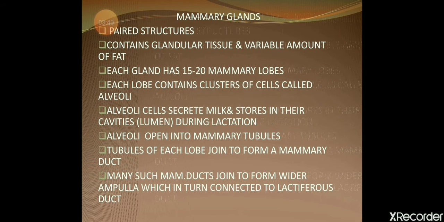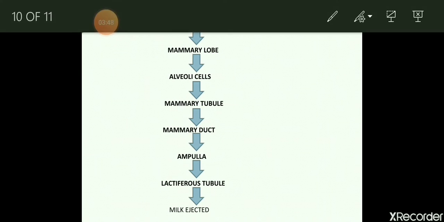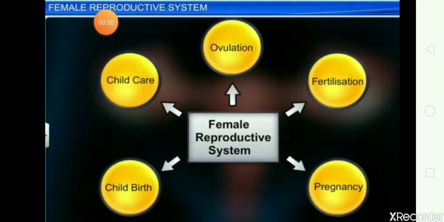And the structure of the mammary glands. We'll just see the video description of all this. As I told you, the female reproductive system along with mammary glands will be responsible for all these functions, that is ovulation, fertilization, pregnancy, childbirth and child care. These are the functions carried out by both the systems functioning in a coordinated way.